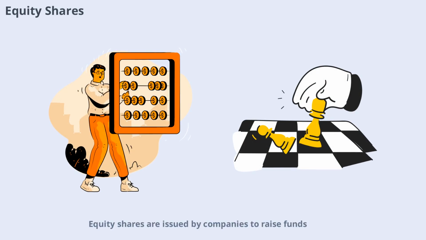Equity shares are issued by companies to raise funds. Holders of equity shares have voting rights and can influence corporate decisions. However, in case of bankruptcy, equity shareholders are the last to receive any remaining assets after all debts are paid. Equity shares offer the potential for high returns but come with higher risks.